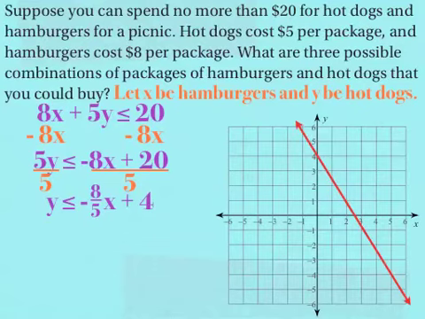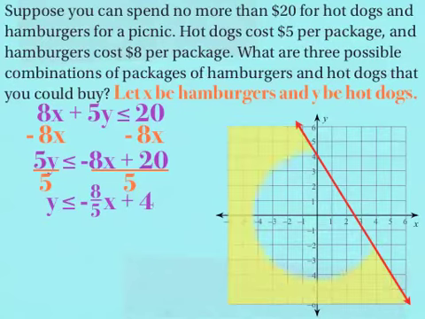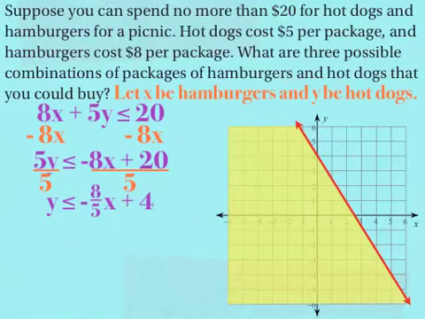Go ahead and graph the line. Every point on this line is going to be included because it's less than or equal to. And then I'm going to shade below the line. Now, if we look at this, we already said that we could not buy half a package of hot dogs. You either have to buy the whole package or no package at all. There's something else about this graph that wouldn't quite make sense.